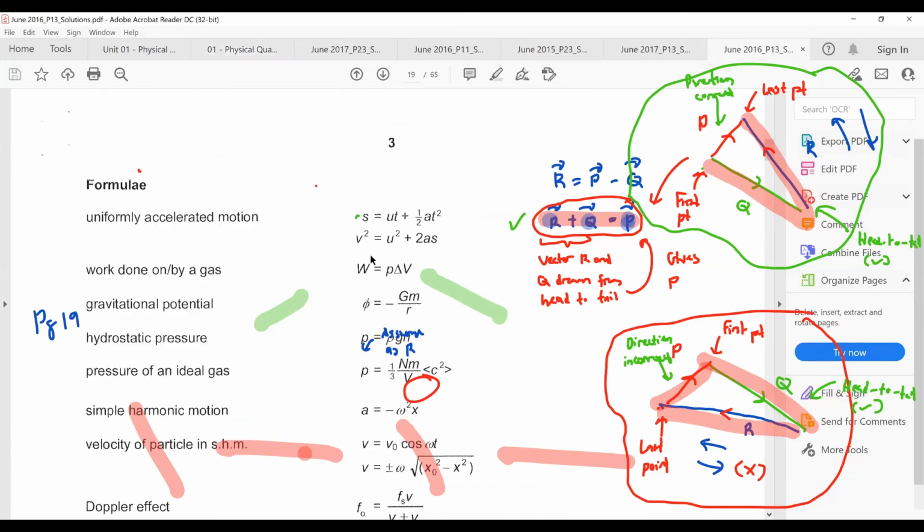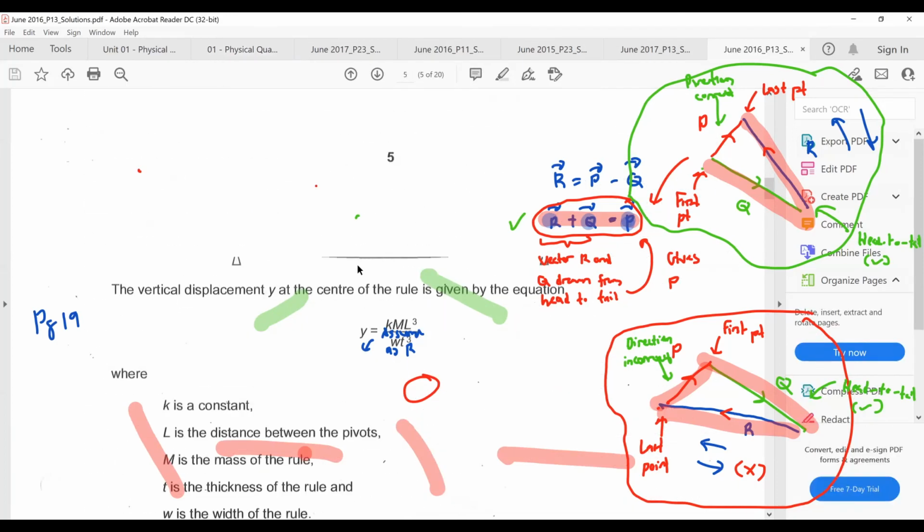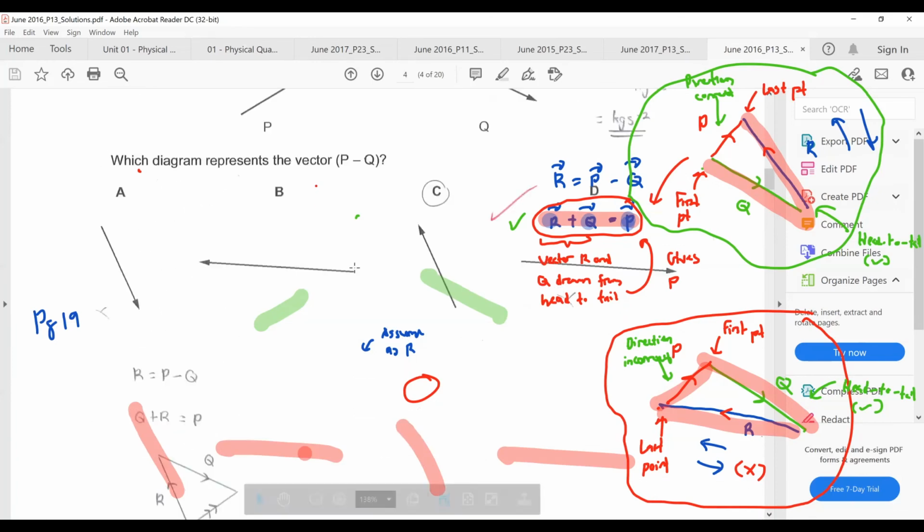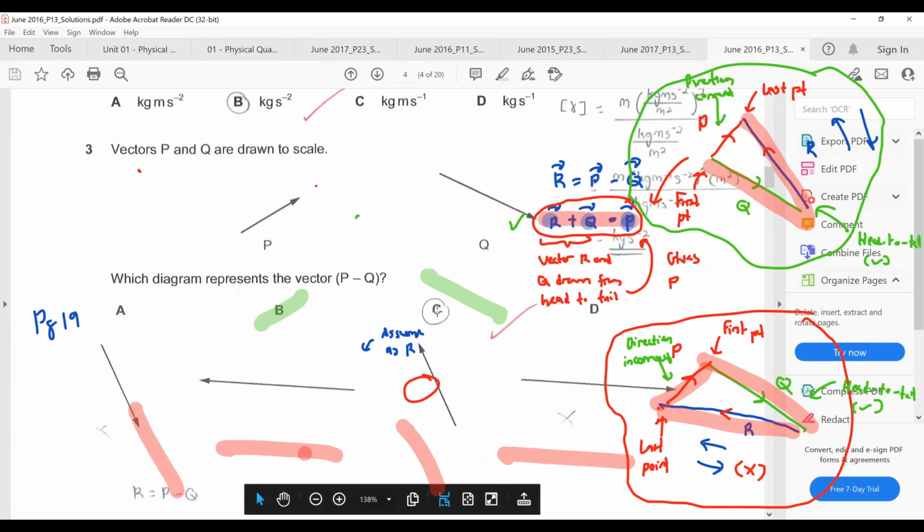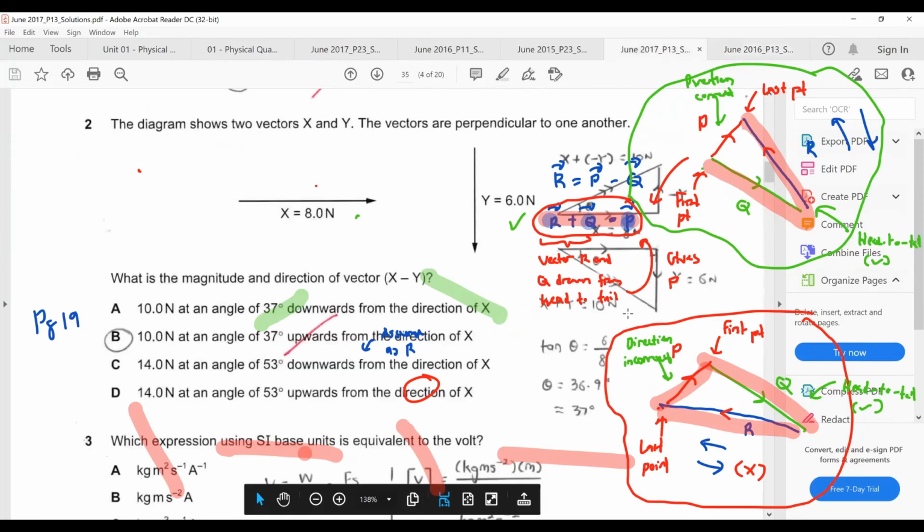Okay, June 16 P13. This one was the answer. Yeah, the answer is C. Okay, the answer is C. Right, so just be mindful a bit about this. So this one, let me just cancel it off. This one was correct. This one was wrong. Okay, so that one is okay.